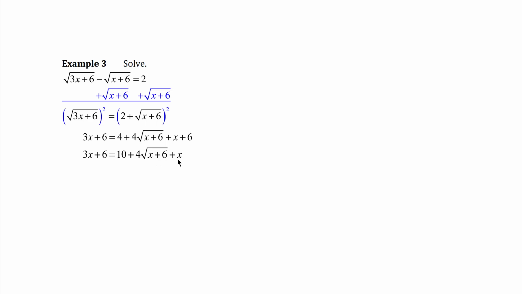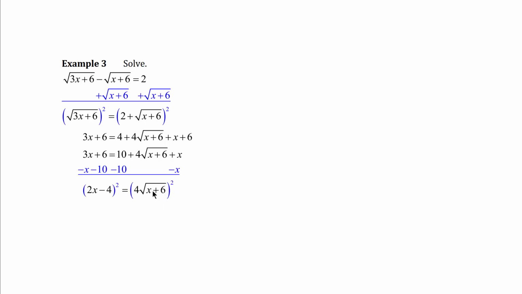Next, we need to isolate the square root on one side of the equation, so I'm going to subtract x from both sides and subtract 10 from both sides. The result is 2x minus 4 equals 4 times the square root of x plus 6. Next, we get rid of the square root by taking the square of both sides of the equation.